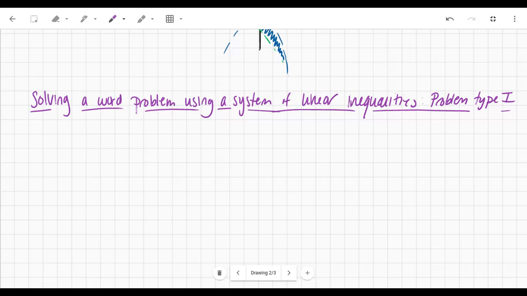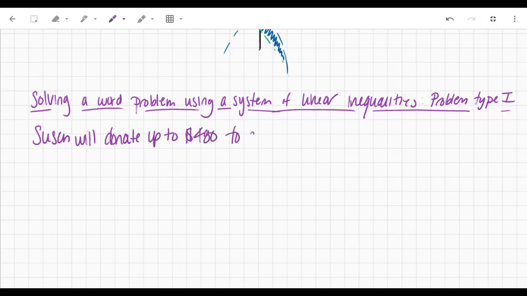Okay, so Susan will donate up to $480 to charity. Okay, so there's a good hint there, up to. So whatever she donates has to be less than or equal to 480. Okay. The money will be divided between two charities. So she's got the City Youth Fund and the Educational Growth Foundation.